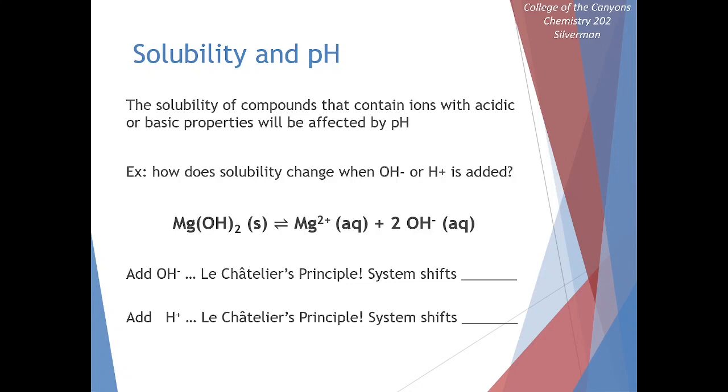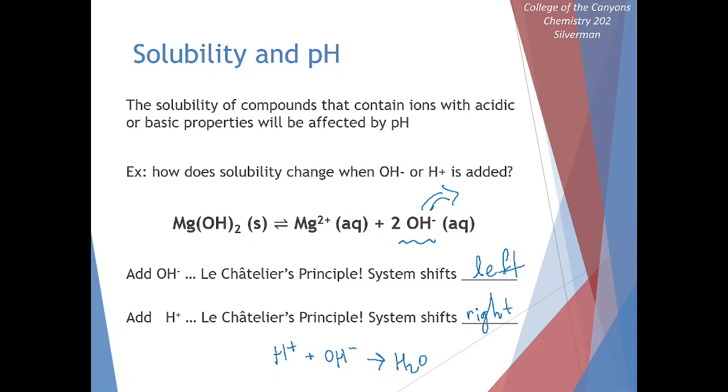Here's an example. Magnesium hydroxide can dissolve to produce some magnesium and some hydroxide. If we add some hydroxide, that would be adding some product. Based on Le Chatelier's principle, we'd have to shift left. Alternatively, if we add some H+, and hydroxide will neutralize to form water. This would be like removing some of our hydroxide, and to counteract that, our system would have to shift right.